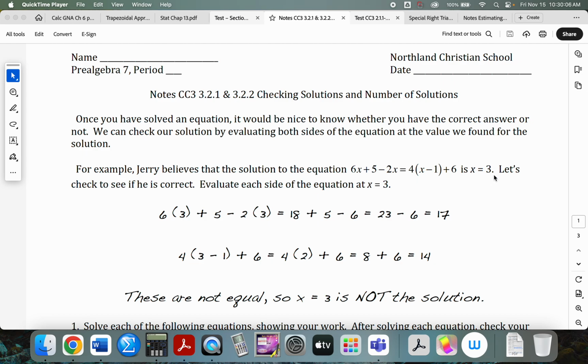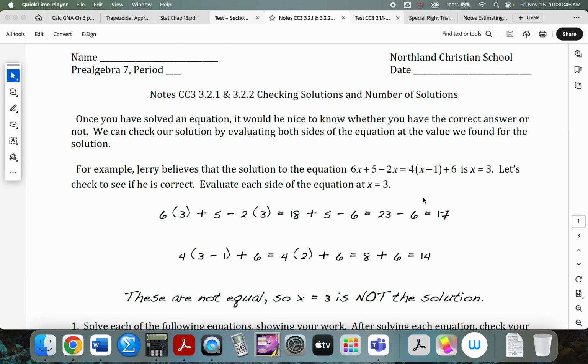So what we'll do is we'll replace all of the x's with 3's on the left side. When we do, we get 6 times 3 plus 5 minus 2 times 3. And then we're just going to evaluate that. That's 18 plus 5 minus 6 is 23 minus 6 is 17. When we substitute it in on the other side, we have 4 times the quantity 3 minus 1 plus 6. We do it in the parentheses first. So 4 times 2 plus 6 is 8 plus 6 is 14. Those aren't equal. So 3 is not the solution to this equation.